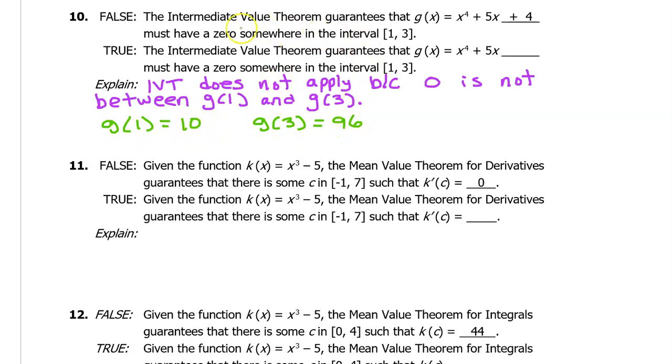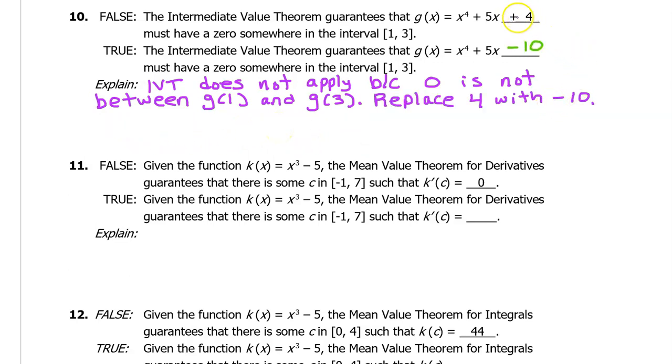However, if you want to guarantee the existence of a 0, we need to set it up so that g at 1 is less than 0 and g at 3 is greater than 0. Or it would also work if g at 1 was greater than 0, but then g at 3 was less than 0. 0 just needs to be between g at 1 and g at 3.